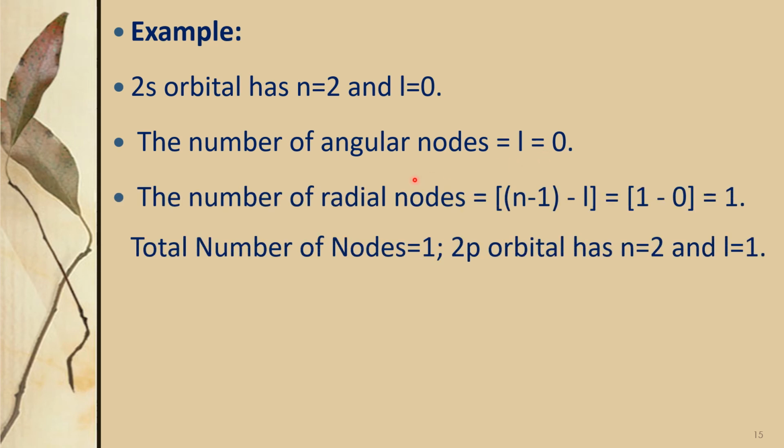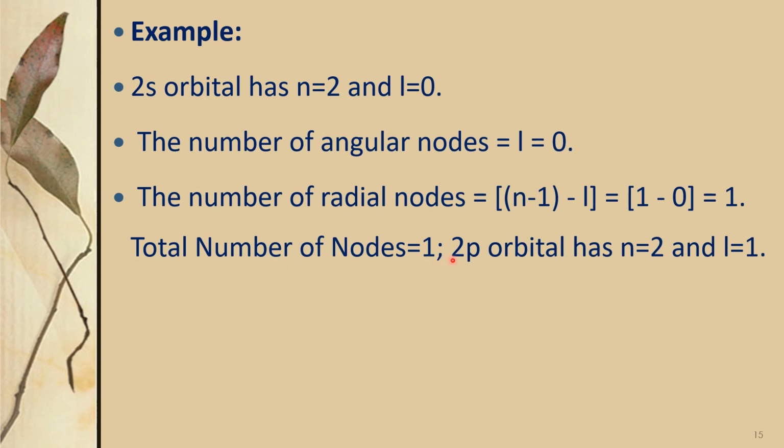Now, the number of radial nodes formula: n minus 1 minus L. N equal to what? N equal to 2 here. So it is n minus 1, 2 minus 1, 1, L equal to already 0 here, so 1 minus 0 equal to 1. So radial nodes are available, but not the angular nodes. So total number of nodes equal to what?